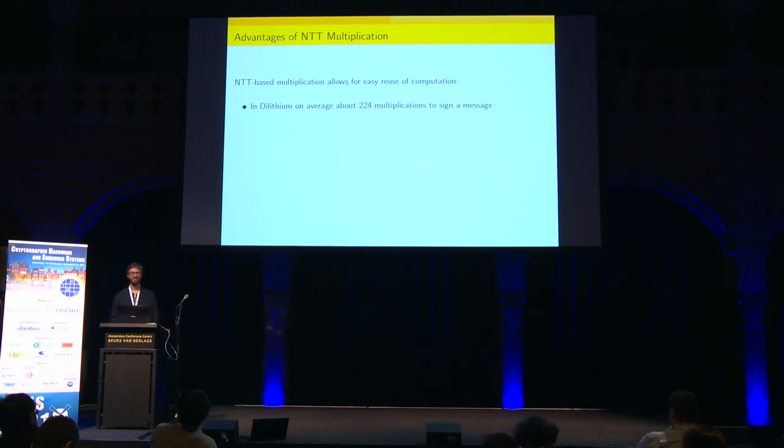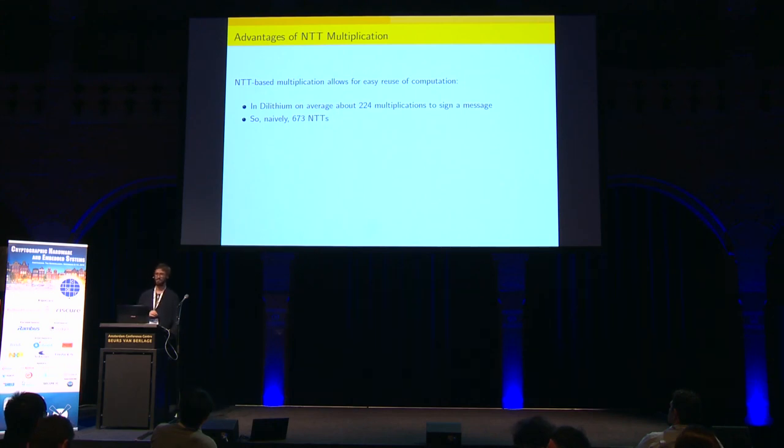I said in the beginning that we picked our ring to be NTT friendly, and I want to argue now that at least for Fiat-Shamir signatures which are based on module LWE, this is the right choice. The reason is not so much that NTT multiplication is fast, but that it's very easy to save a lot of NTTs. If you count multiplications in Dilithium, then you find that to sign a message, on average, you need to do about 224 polynomial multiplications. If you would do this naively with NTTs, which means you do 3 NTTs per multiplication, then you end up doing 673 NTTs. So this is just 224 times 3.